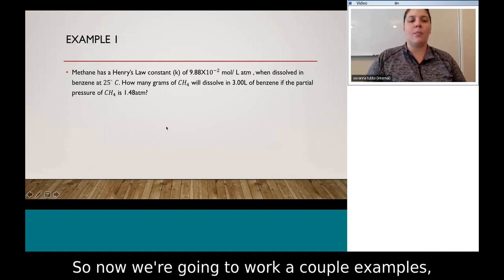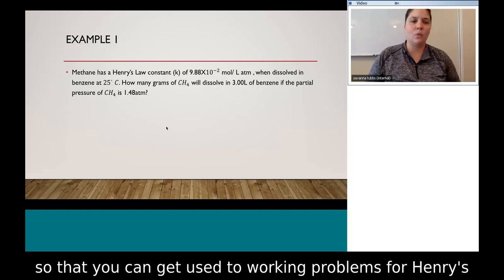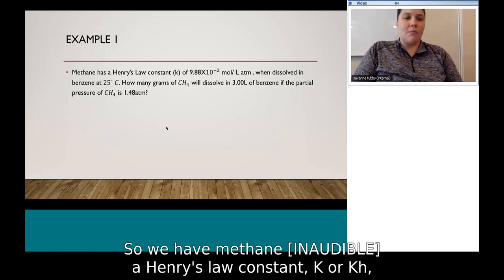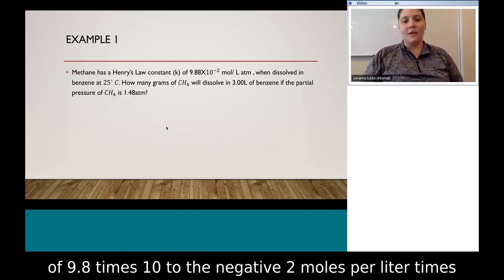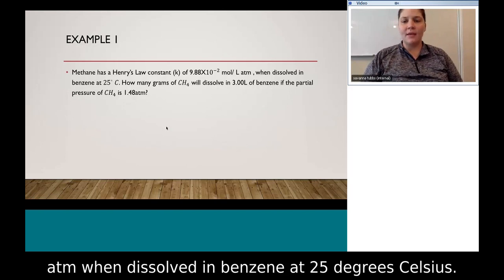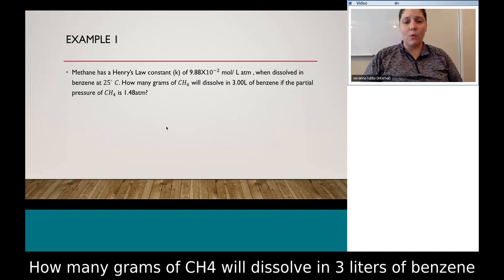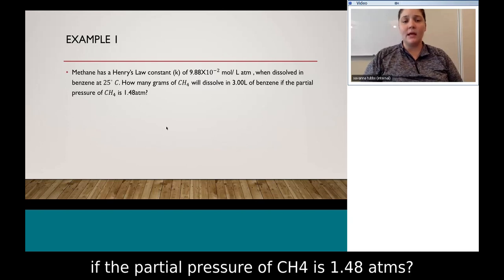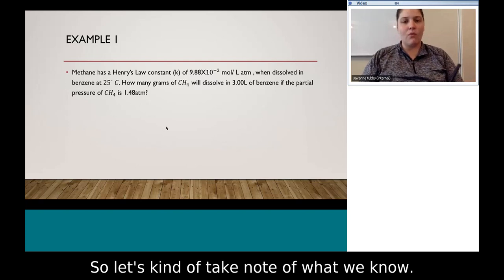So now we're going to work a couple examples so that you can get used to working problems for Henry's law. So we have methane has a Henry's law constant, KH, of 9.8 times 10 to the negative 2 moles per liter times ATM when dissolved in benzene at 25 degrees Celsius. How many grams of CH4 will dissolve in 3 liters of benzene if the partial pressure of CH4 is 1.48 atm? So let's take note of what we know.